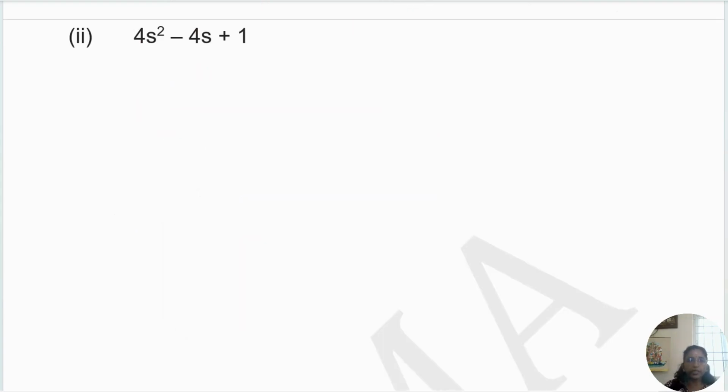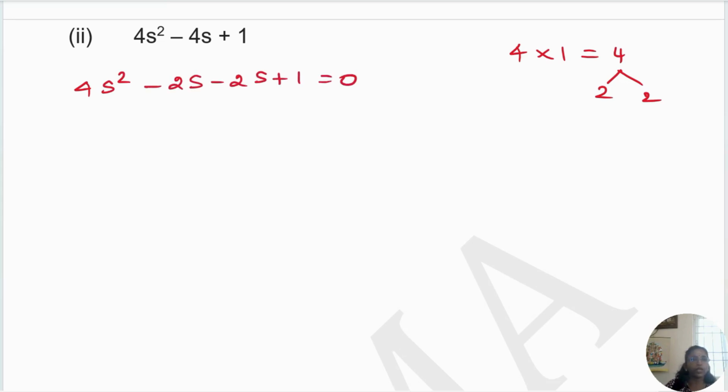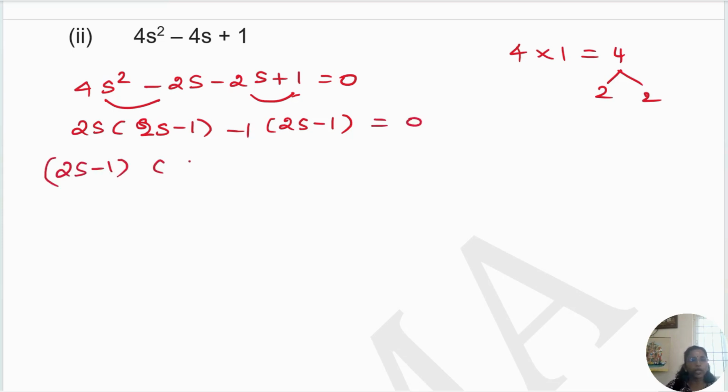Coming to the next sub question, second subdivision, 4s squared minus 4s plus 1. So 4 into 1, 4. For 4 we have to find the factors, 2 and 2. So 4s squared minus 2s minus 2s plus 1 is equal to 0. Forming the pairs over here, take 2s outside. So 2s minus 1, the same 2s minus 1 has to come over here. So minus 1 has to be taken out. So (2s minus 1)(2s minus 1) is equal to 0.